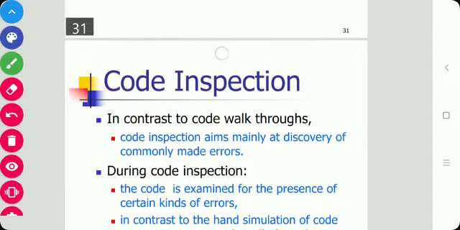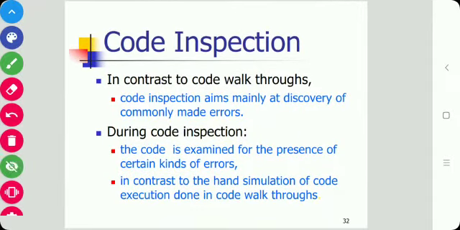Next is code inspection. In contrast to code walkthrough, the aim of code inspection is to discover some common types of errors caused due to oversight and improper programming. During code inspection, the code is examined for the presence of certain kinds of errors, and we only have to examine the code. We do not have to execute the code. So that is the major difference between code walkthrough and code inspection.